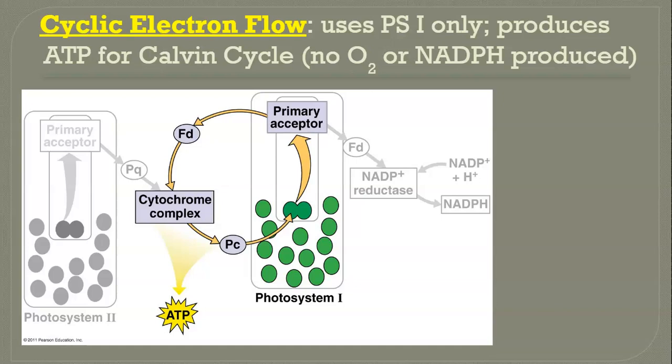As I mentioned, there is a cyclical flow that's possible where really only photosystem 1 is taking place, and it's just to refuel some ATP. So there's no oxygen made and there's no NADPH produced. It's not very energy efficient. It's mostly just to recreate some of the ATP that's needed later.